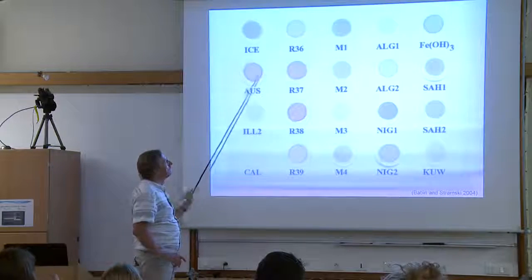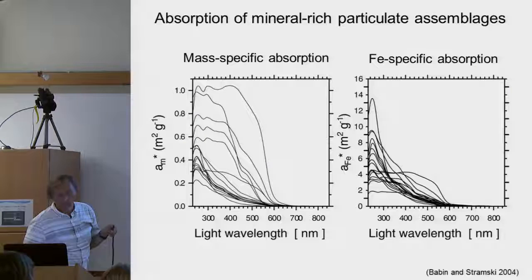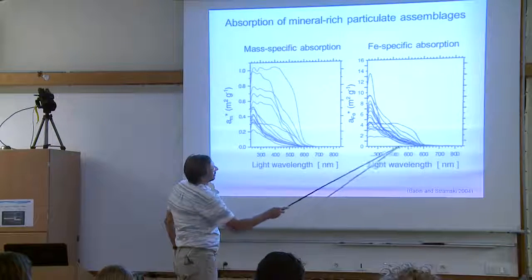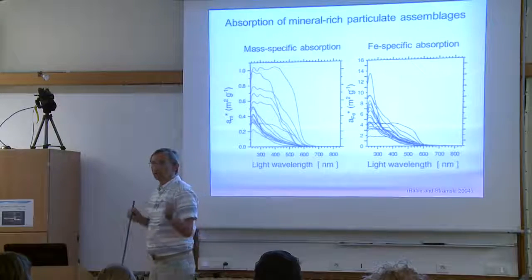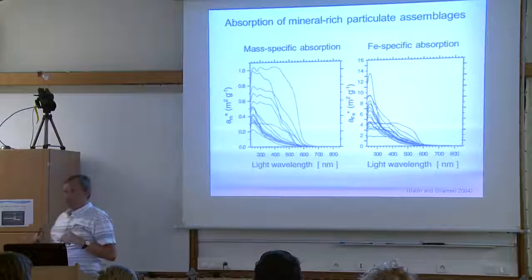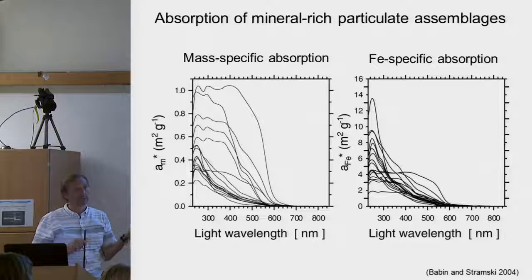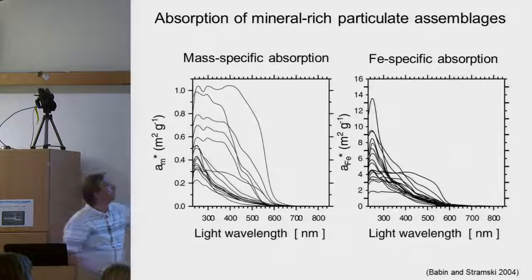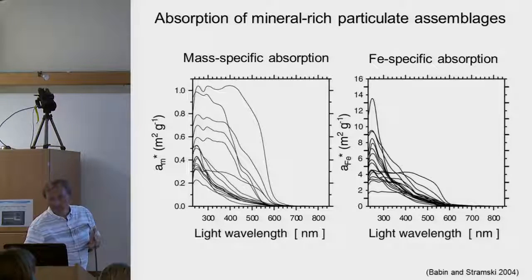What it means is that iron is a major absorbing compound in mineral-rich particles, and it absorbs primarily in this spectral region from about 500 something towards the blue and UV. So a small addition of iron can have, actually the concentrations of iron in very many samples are very small, but it's enough to make a measurable and significant effect on absorption spectra.